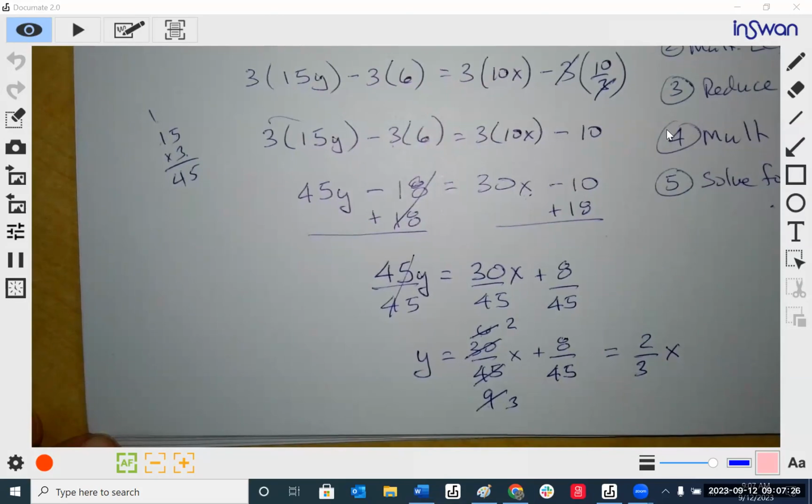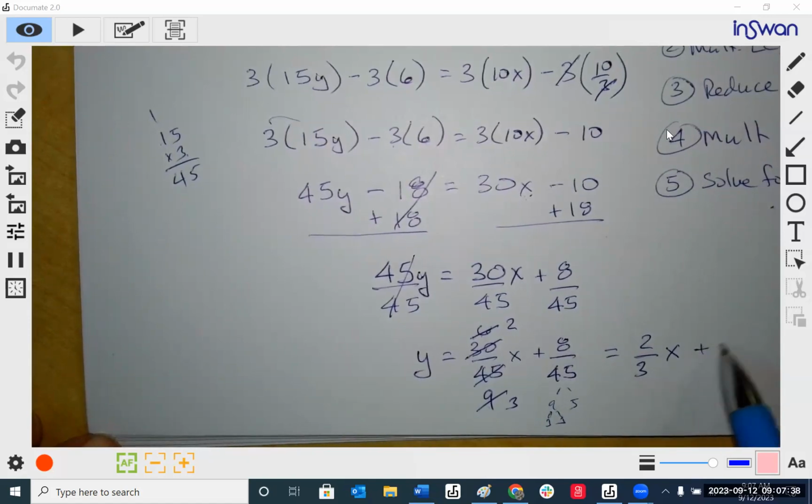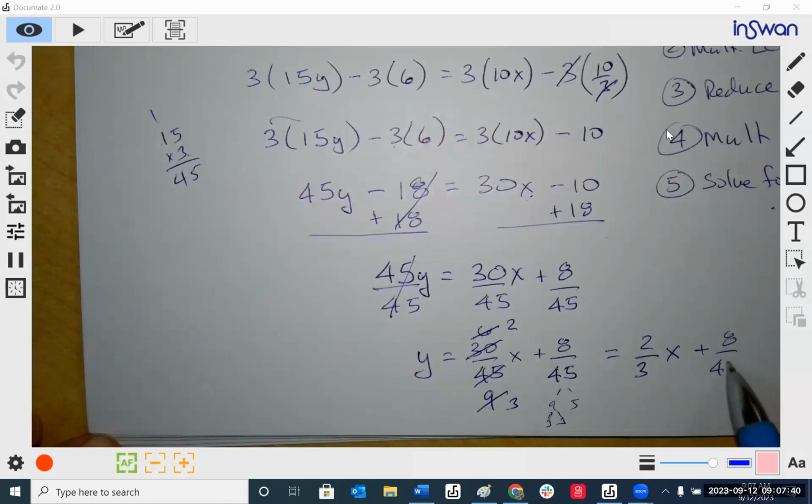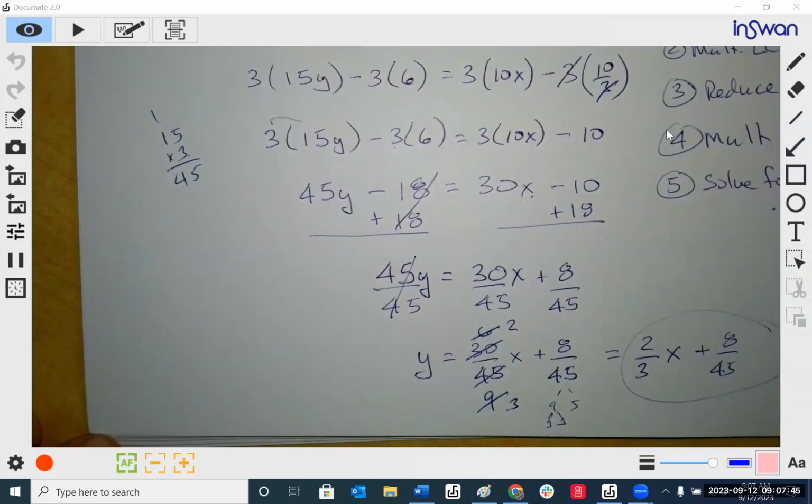Do 8 and 45 have anything in common? No, because 45 is made up of 9 times 5. This is made up of 3 times 3. So neither 5 nor 3 fit into 8. So it's 8 over 45. There's your answer. It's a lot easier doing it this step because all you have to do at the end is just simplify.